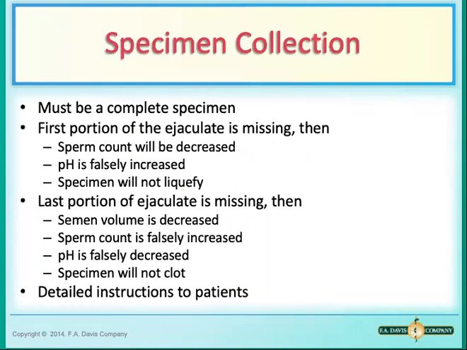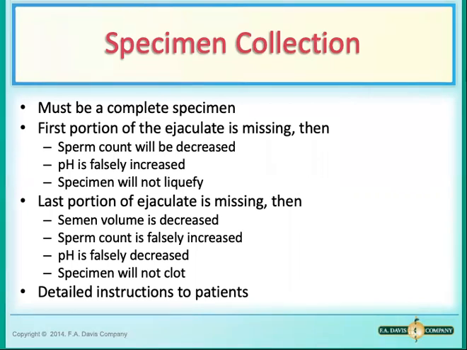Okay, so now let's talk about specimen collection for a semen sample or semen specimen. It is very important that the patient who is collecting the sample on their own understands that we must get a complete specimen. Most of the sperm are contained in the first portion of the ejaculate, making a complete collection essential for accurate testing for both fertility and post-vasectomy specimens. When a part of the first portion of the ejaculate is missing, the sperm count will be decreased.